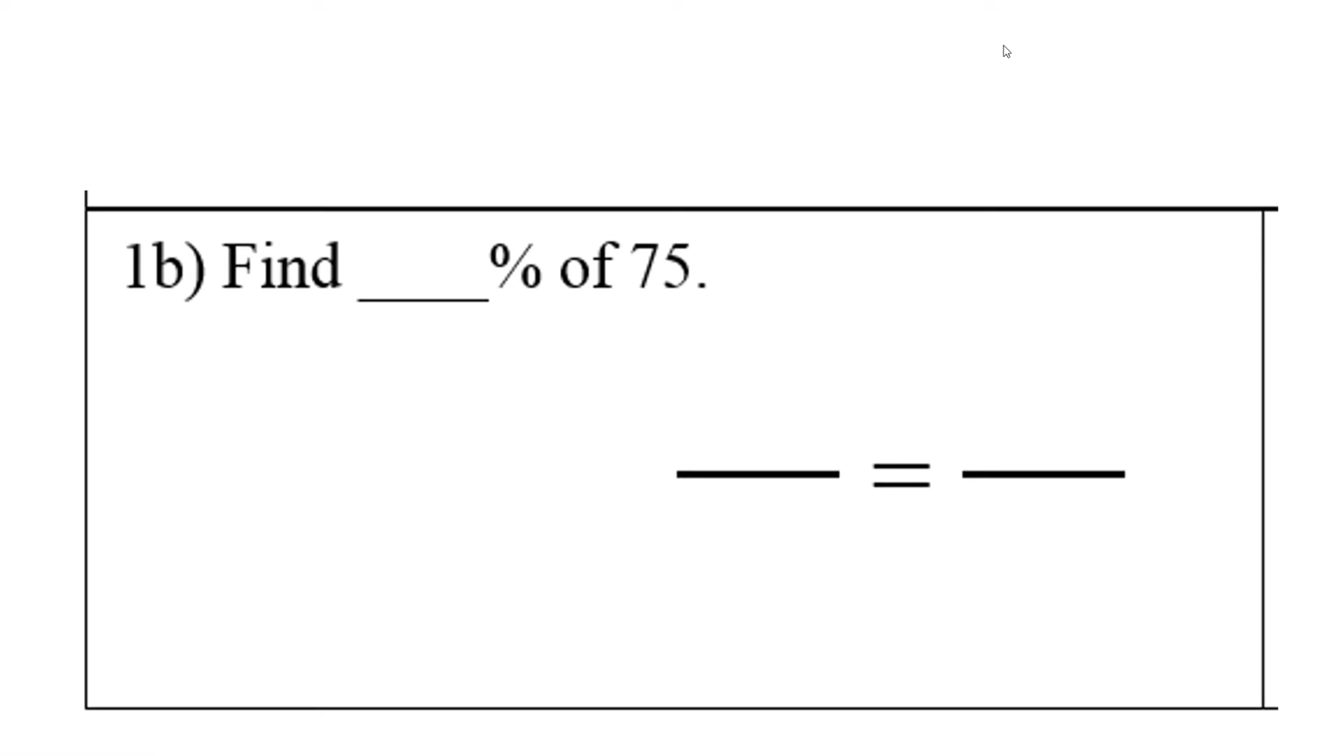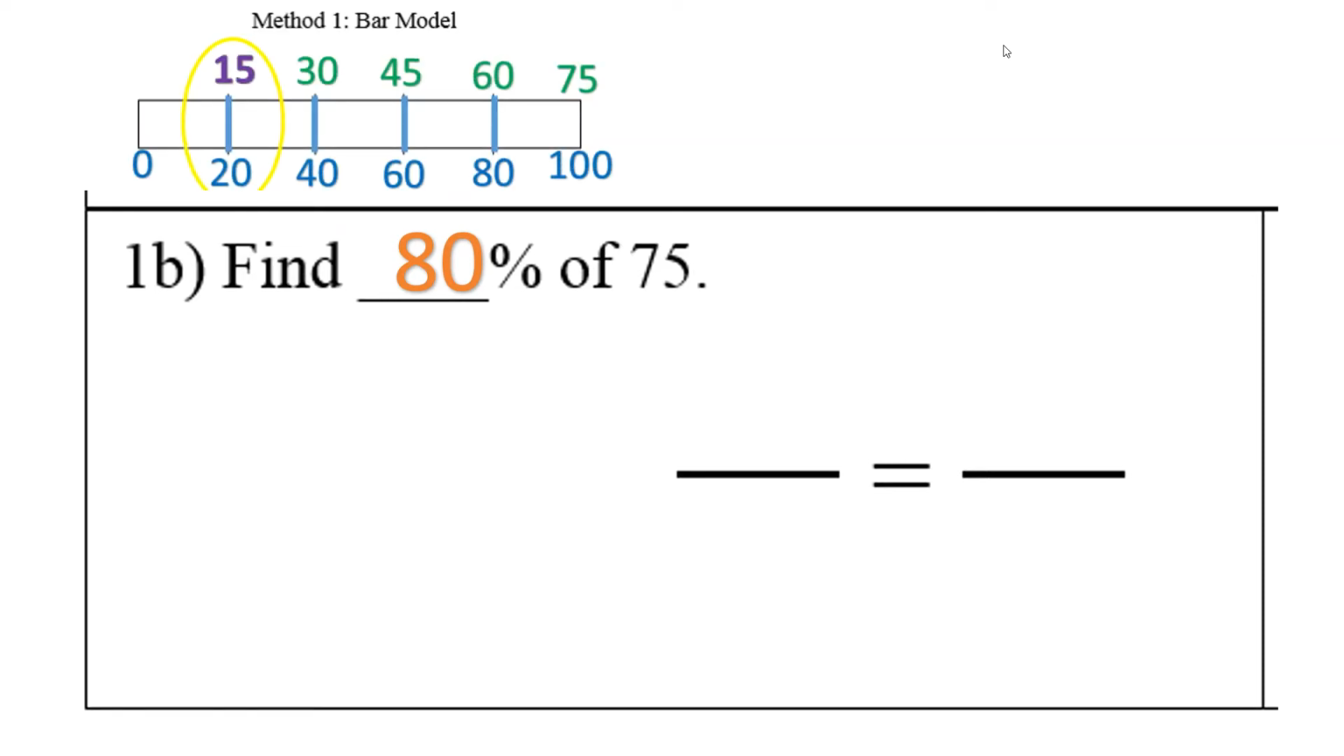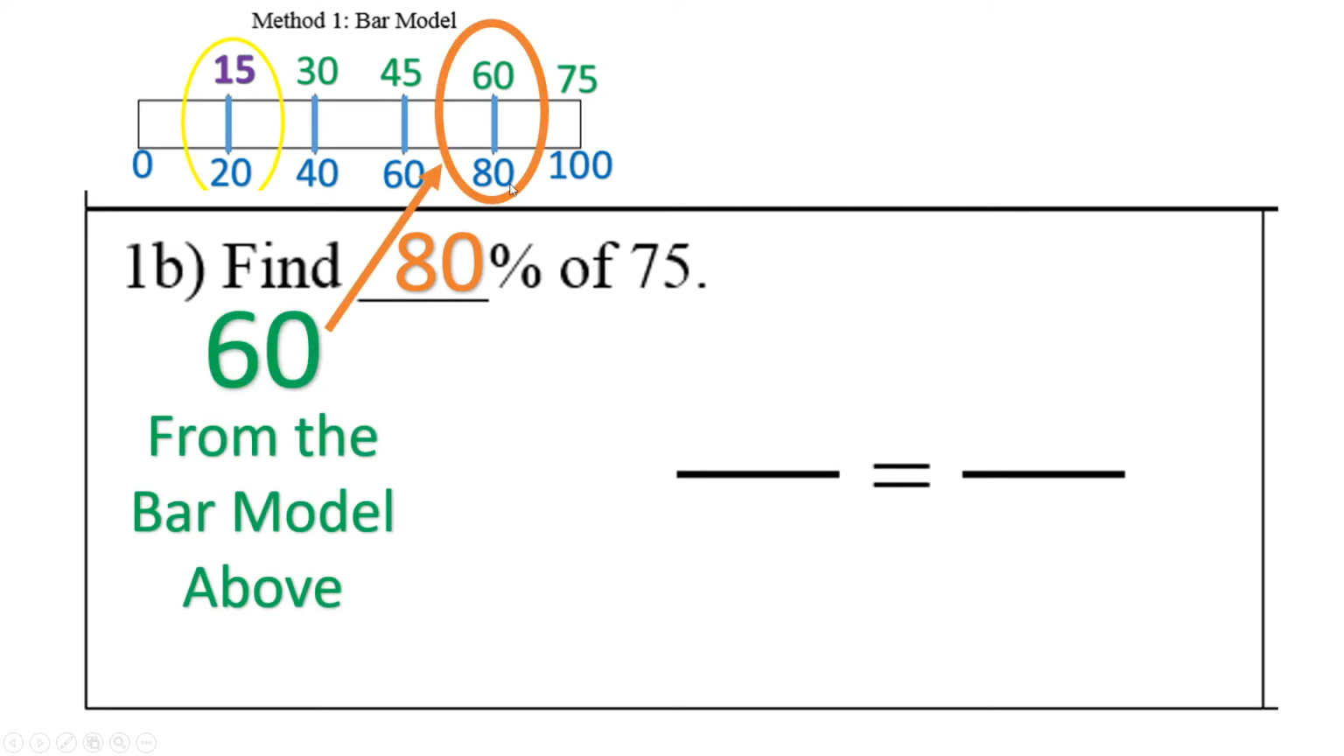Now we're below the bar model where it says 1B, and this is going to ask us for 80% of 75. Well, if we look at our bar model and we go to 80%, which is down here, then 80% of 75 is 60, and there's our answer. So the bar model, it's already done.